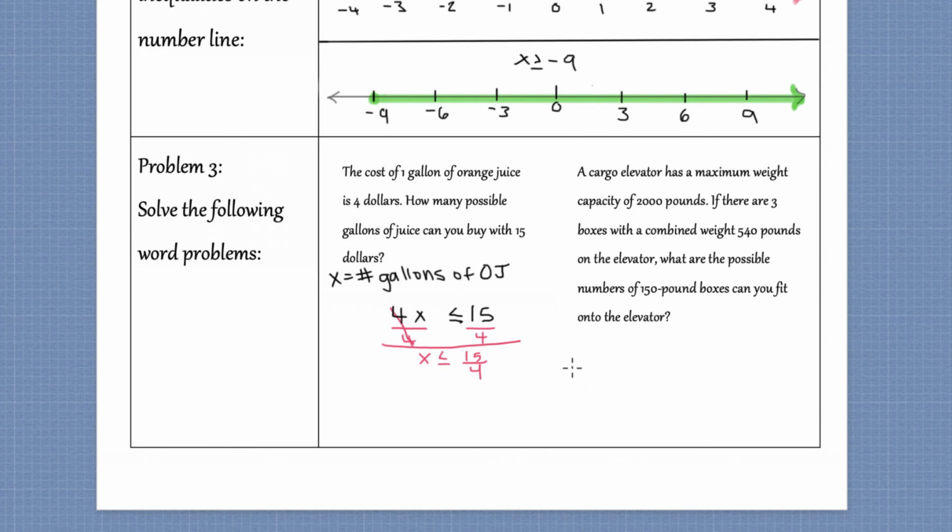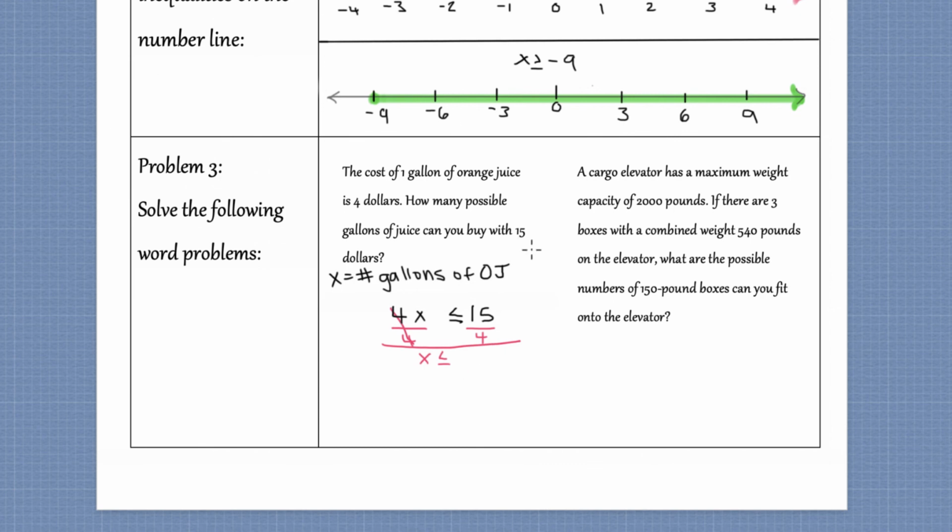But it's not possible to buy 15 over 4 gallons of orange juice. You can't buy half of a full gallon of orange juice or 3/4 of a full gallon of orange juice. So since you can't buy half a gallon of orange juice, and if you go over 15 over 4 gallons of orange juice, you'll be over your $15 limit, what you're going to do is round down.